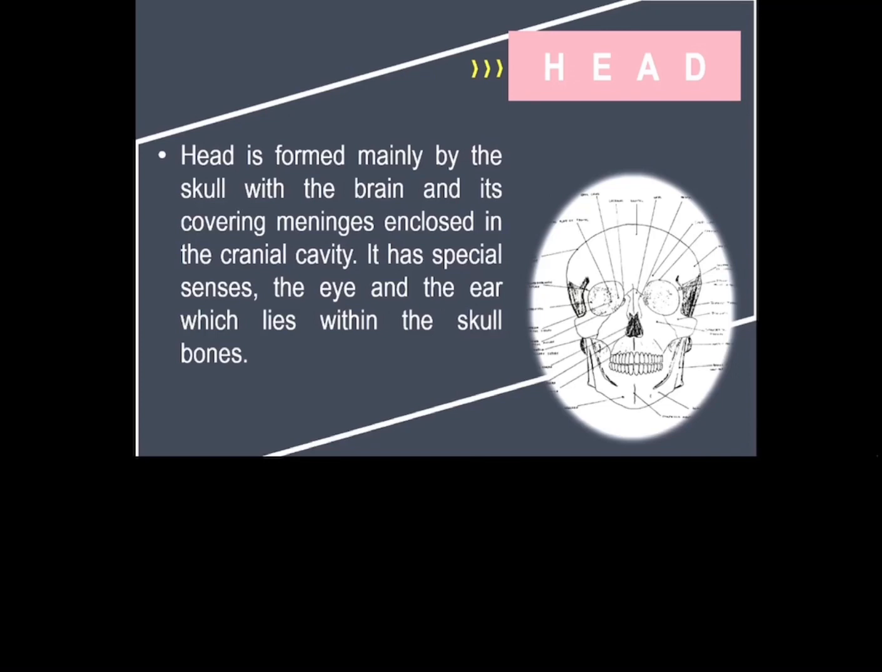zygomaticomaxillary suture, middle and inferior concha, the maxilla, ramus of mandible, mastoid process, infraorbital foramen, zygomatic, squamous temporal, zygomatic process of frontal, greater wing of sphenoid, parietal, supraorbital notch, superciliary arc, frontal process of maxilla, nasal, frontal, and lastly, the lacrimal. Now, as I mentioned in the previous slide, we shall explore and learn the different parts of the brain.